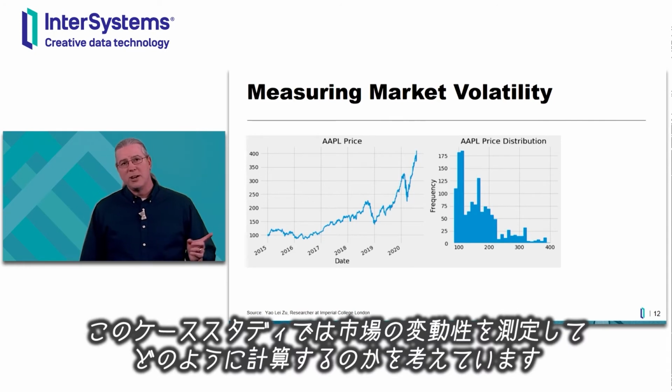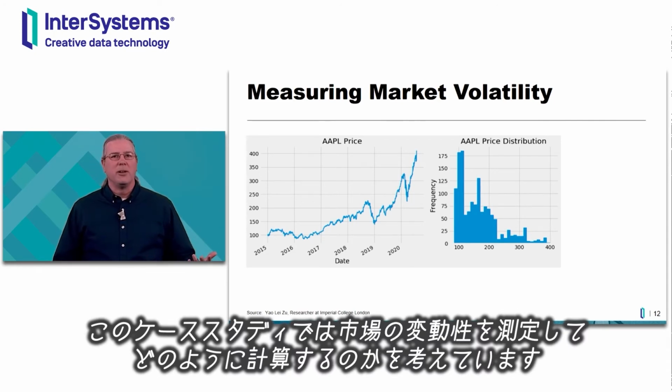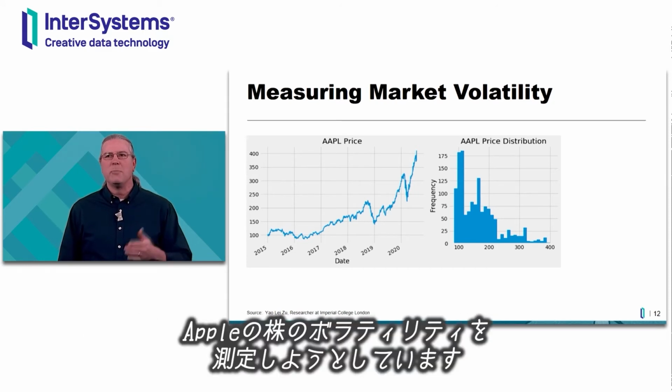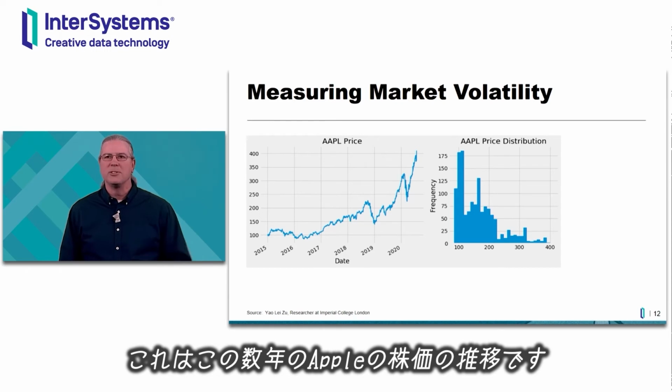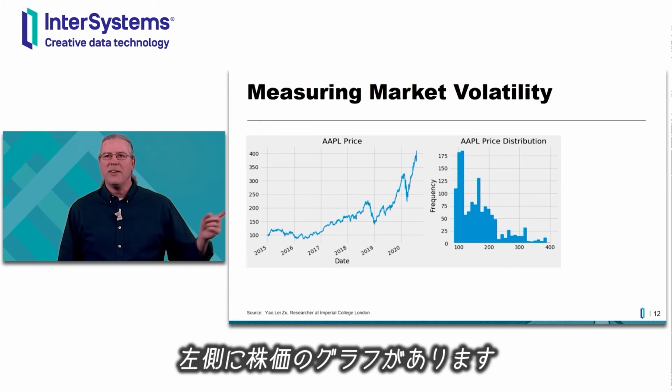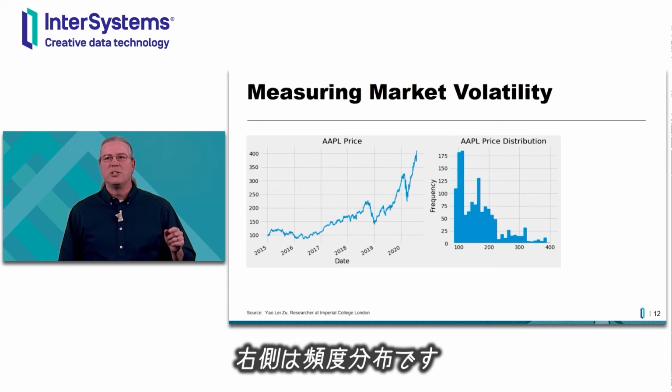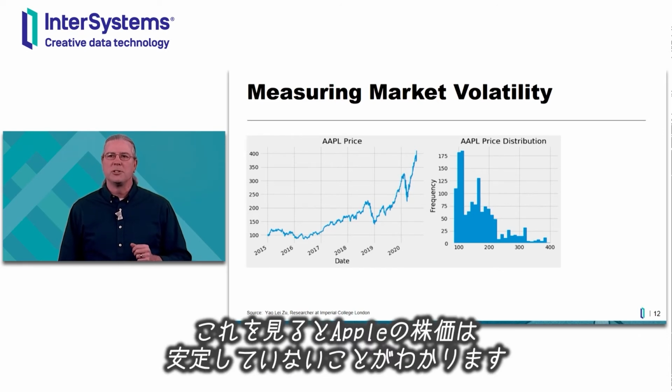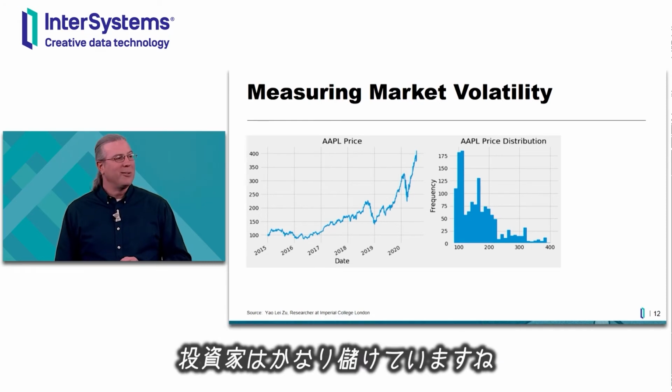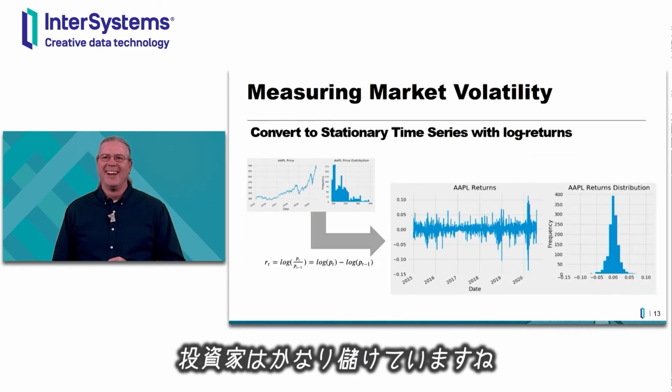So for our case study, we're measuring market volatility, figuring out how do we calculate that. In this case, we want to measure the volatility of Apple's stock. Here's a chart of Apple's stock price over the last few years. On the left, we see the chart of Apple's stock price, and on the right, we see its frequency distribution, which tells us that Apple's stock is not stable. In fact, it's generating quite nice returns for investors.